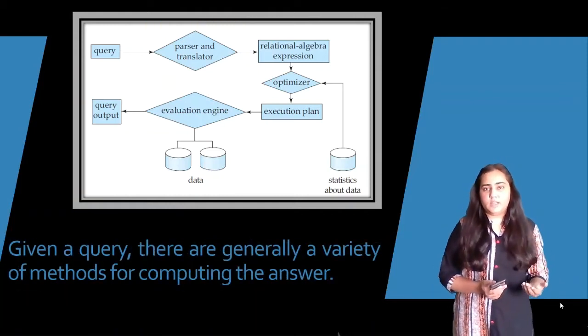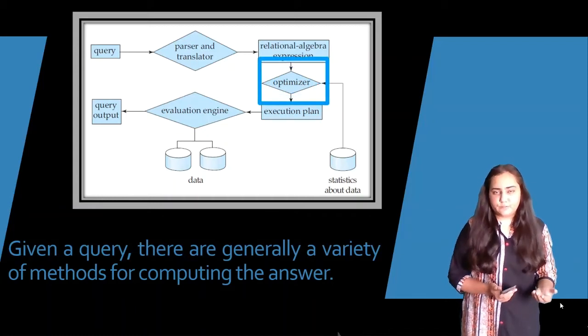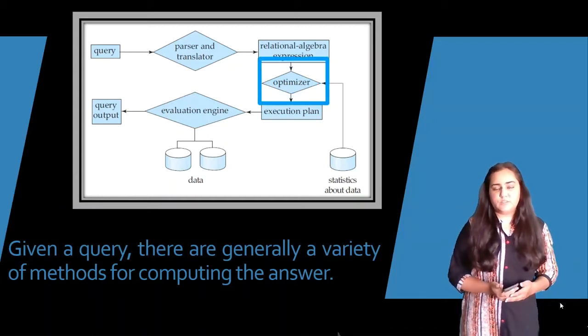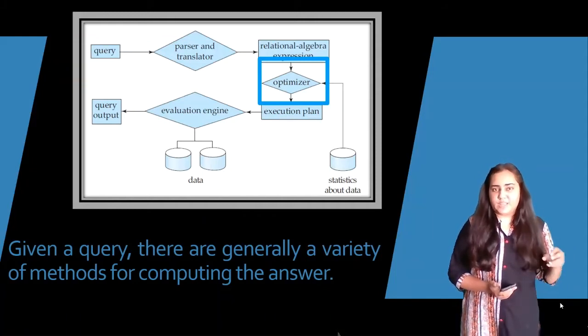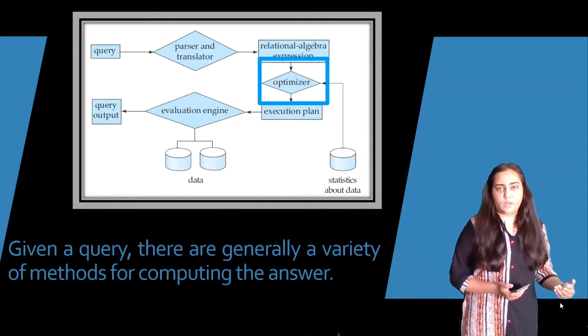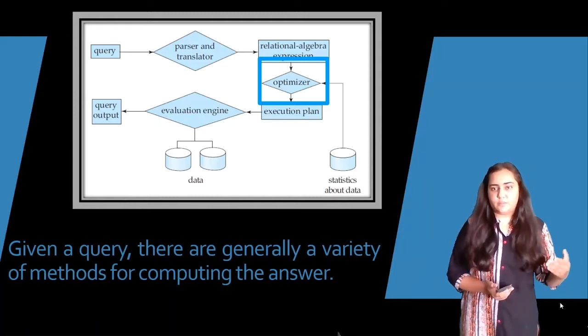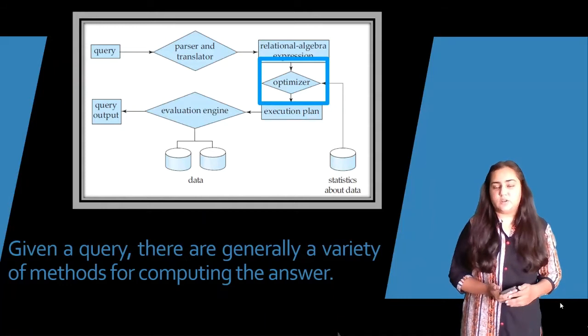Now let's consider the optimization phase. So in the optimization phase, there is a query given, but there are a variety of methods of computing the answer. Although the output is going to be one, to get to that output from that query, there are many ways, there are many paths. So this is the place where these paths are evaluated, and that's what we are going to see here.